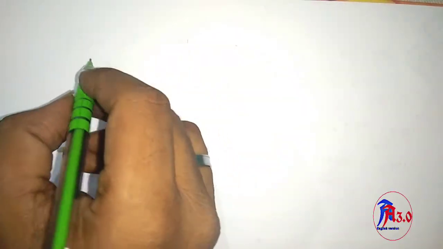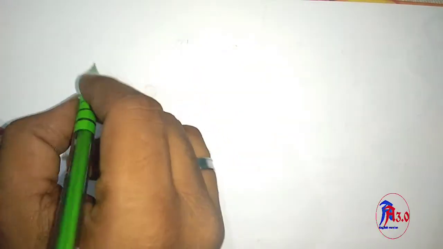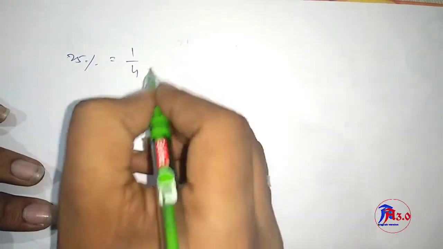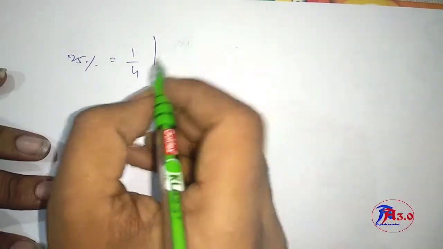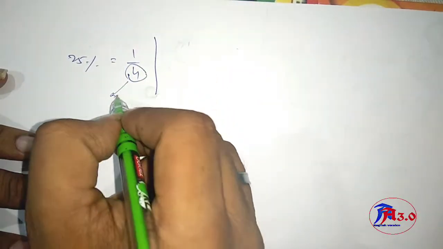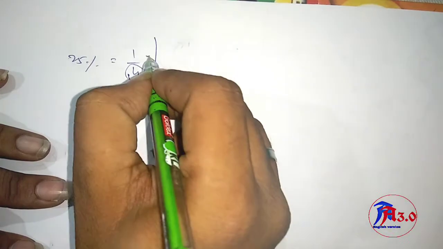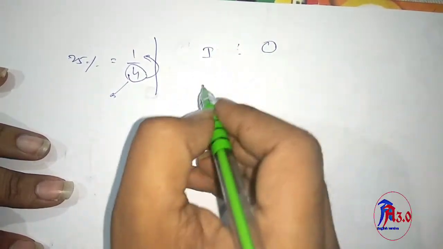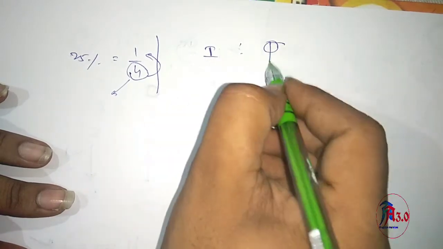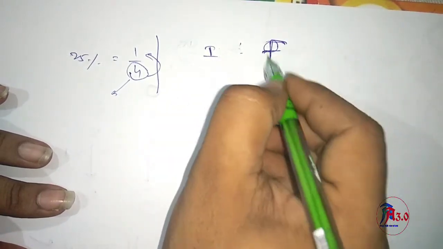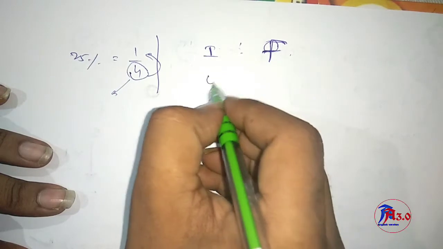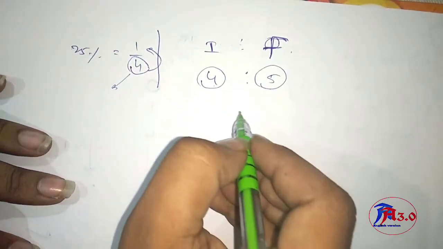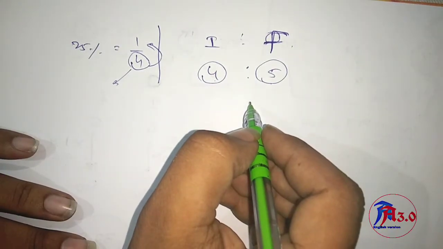In this case, what will we do? According to the condition of question, I am directly solving it in ratio method. Here it is 25%. Fraction value of 25% is 1 by 4. So if we consider 4 as our original number, then what will be our final number? So I am taking it in ratio method. Initial and final. So if we consider our initial number as 4, our final number becomes 5 units.